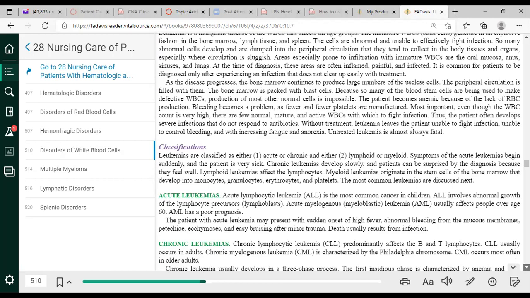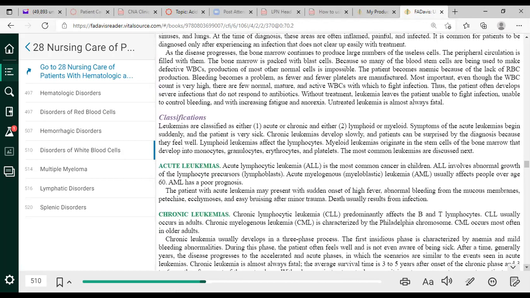And it just talks about acute lymphocytic leukemia. That type of leukemia occurs most in children. And it also talks about acute myelogenous leukemia, AML. It occurs in individuals more so over 60 years old. There's no clear cause for leukemia.